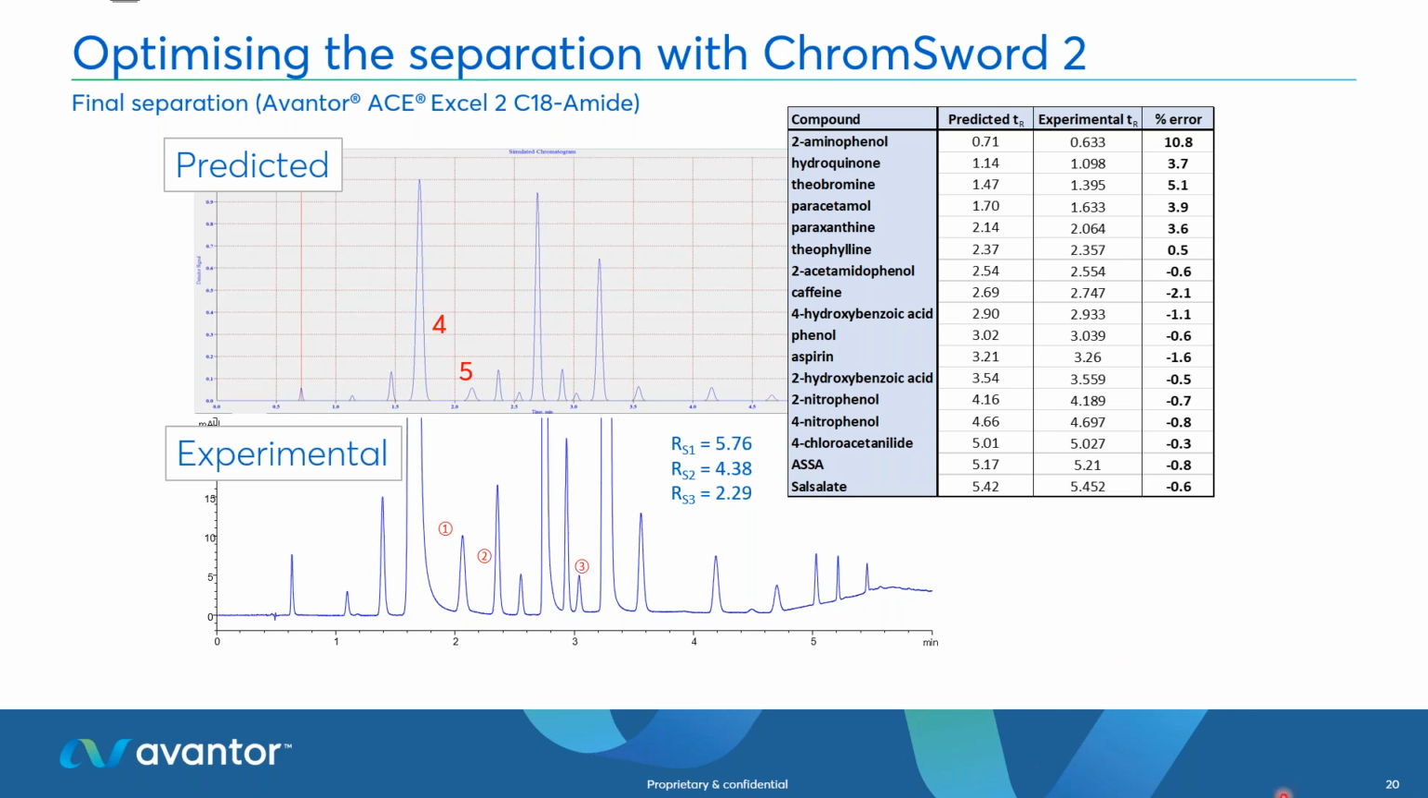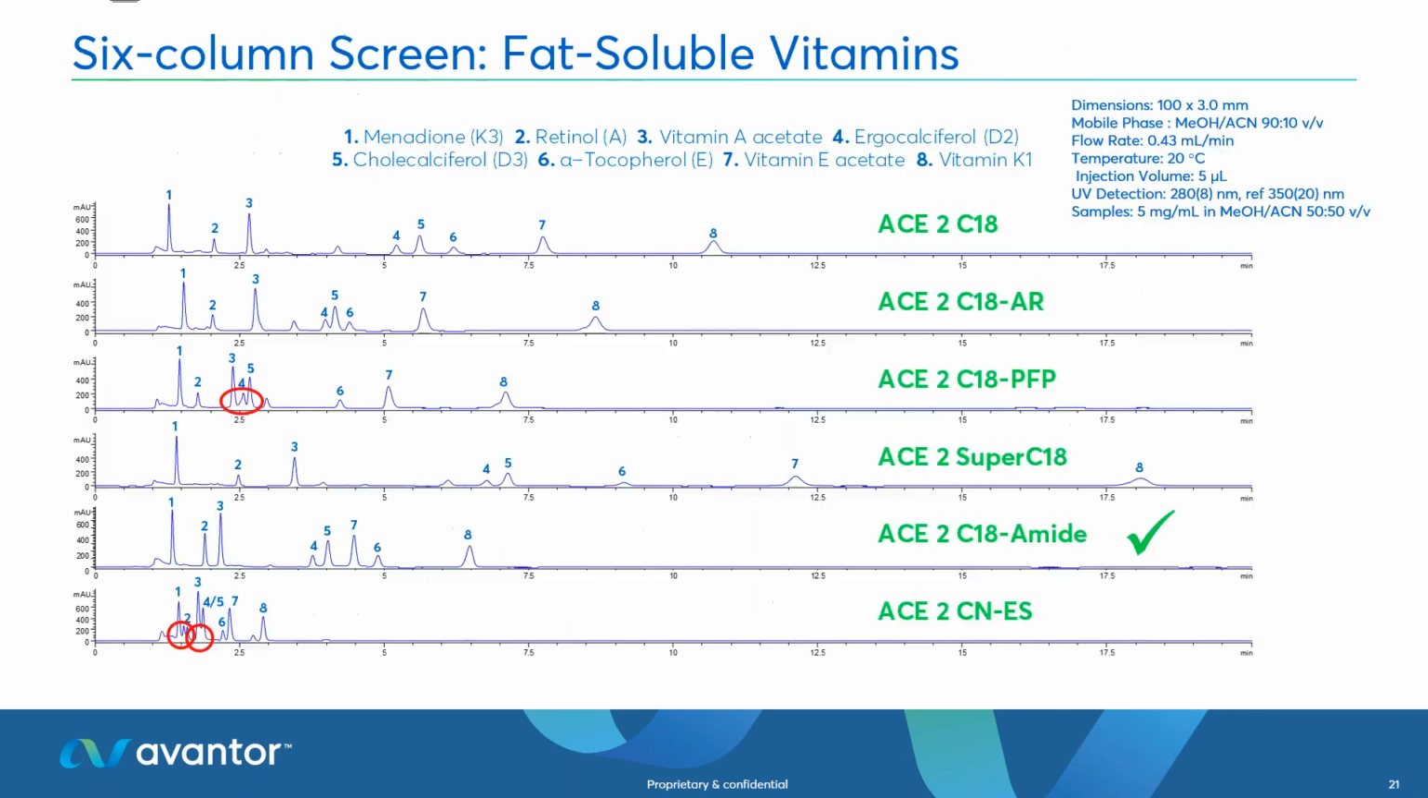So we managed to get baseline resolution above 2 for all of the critical peak pairs by utilizing that software. In some cases, we've had success straight out, and you can see here when we were looking at a mixture of fat-soluble vitamins, just the significant difference in selectivity you get when you shift between one column and another. It really is worthwhile having at least a second column in your toolkit to utilize that different selectivity and different mechanisms of interaction, because the selectivity is just significantly different across the board.